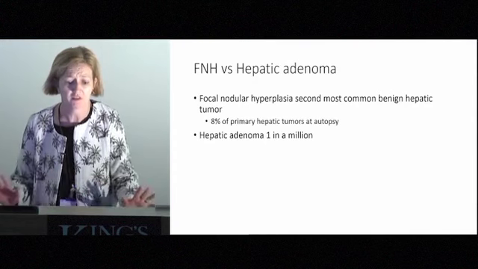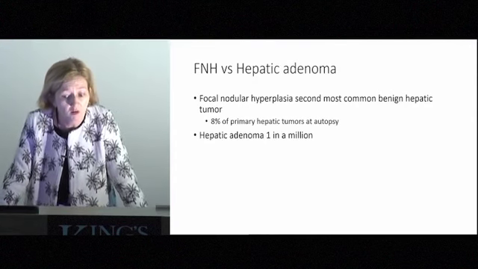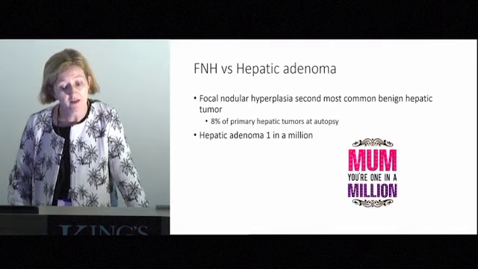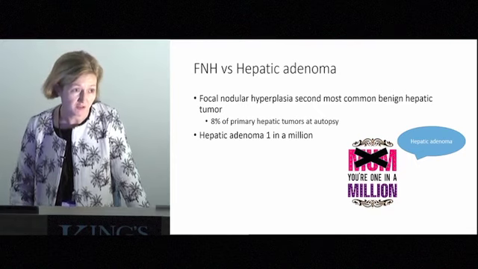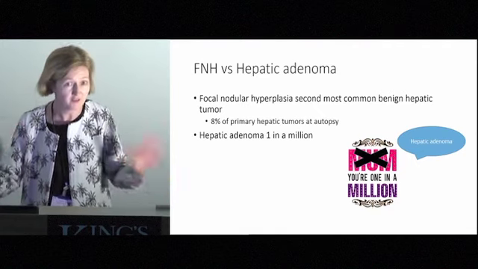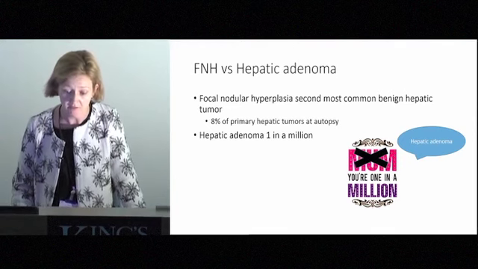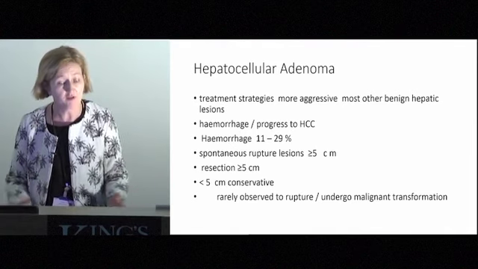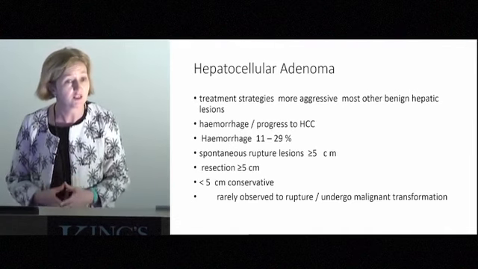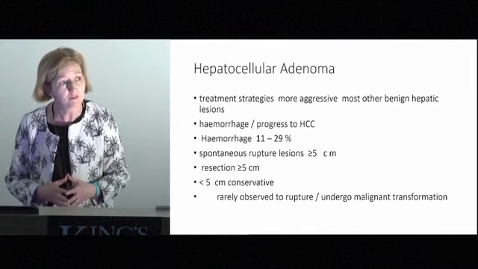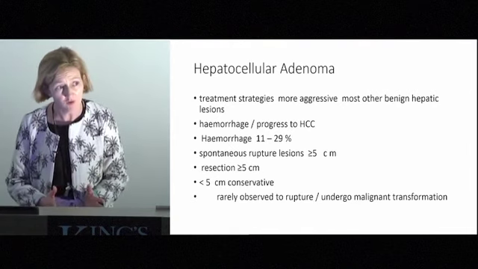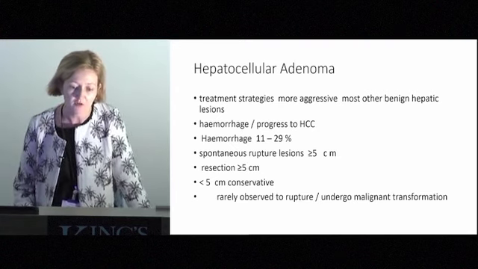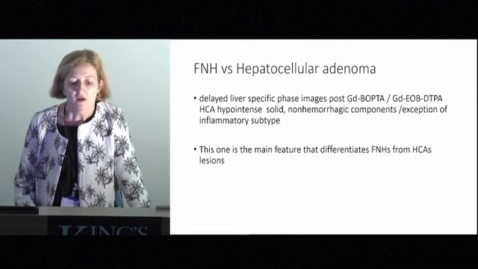I think this is a useful statistic. FNH is the second most common benign hepatic tumour, occurring in 8% of primary hepatic tumours, whereas hepatic adenoma is occurring in 1 in a million patients. So if you're a betting person and you're trying to decide what this lesion is going to be, it's probably going to be an FNH. It is important to try and differentiate them because, as we've heard, there is an incidence of hemorrhage and malignancy within subtypes of hepatocellular adenomas, but it tends to be with the larger lesions. So if you have a smaller lesion, you probably have a bit more time to follow up and not necessarily rush into treatment or excision or biopsy.